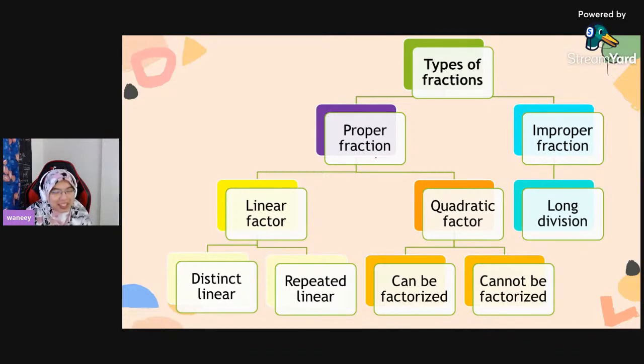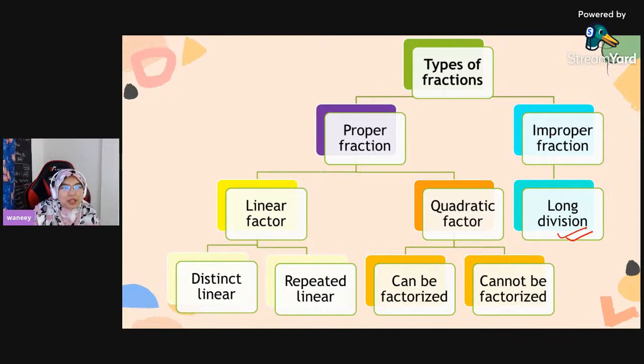For a proper fraction, you can directly do the partial fraction. But if you have an improper fraction, what you need to do is a long division first. So you need to do the long division and then take the remainder over the divisor. So for those proper fractions, we are going to do the partial fraction.